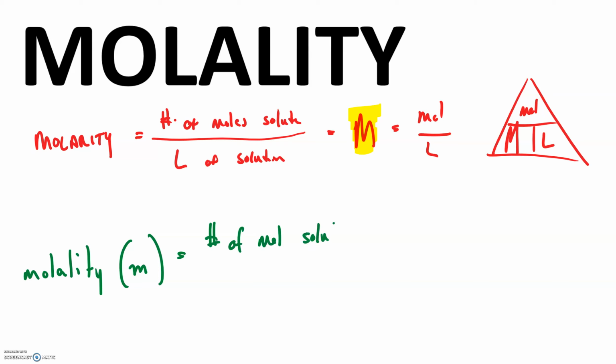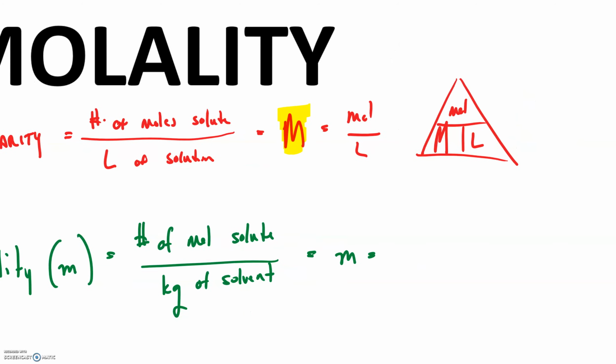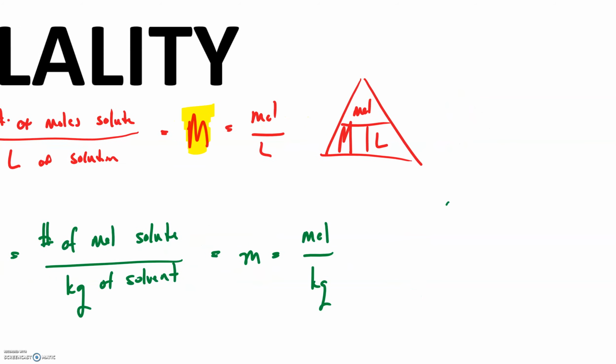Number of moles of solute per kilogram of solvent. And these two don't often interchange, so I'll be very specific about the ones I'm asking, all right? So the equation's real simple. Lowercase m, molality equals moles over kilograms. And of course, we can put this into a triangle as well. Be careful because we're using a very small m. And it's equal to moles over kilograms.